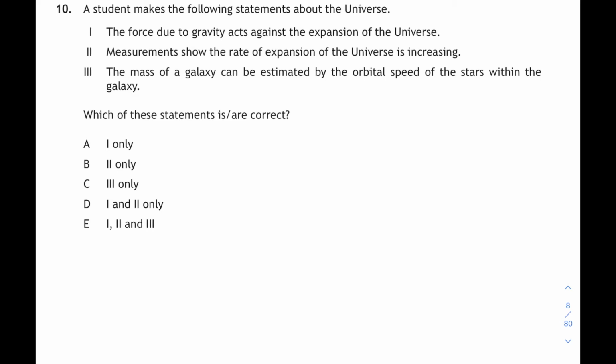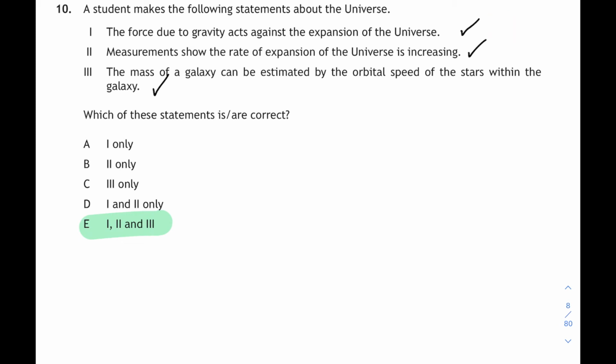The force of gravity acts against the expansion of the universe. I think that's right. Measurements show that the rate of expansion of the universe is increasing. Yes, it is. And the mass of a galaxy can be estimated by the orbital speed of the stars. Yes, that's a fact that's straight out of your content statements. So all correct, 1, 2 and 3.